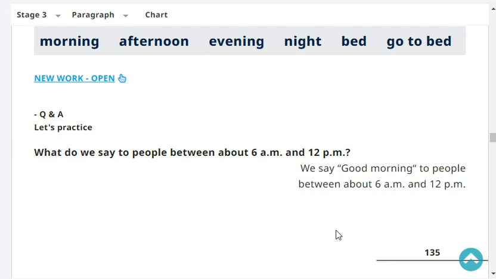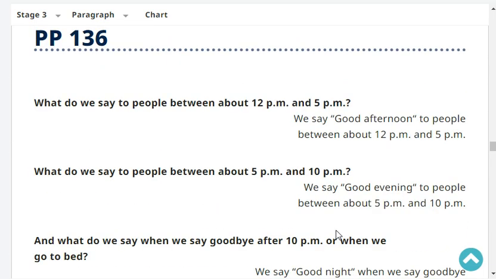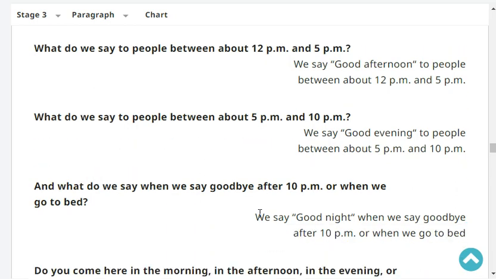Between about 6 a.m. and 12 p.m. Very good. And what do we say to people between about 12 p.m. and 5 p.m.? We say good afternoon to people between about 12 p.m. and 5 p.m. What do we say to people between about 5 p.m. and 10 p.m.? We say good evening to people between about 5 p.m. and 10 p.m.